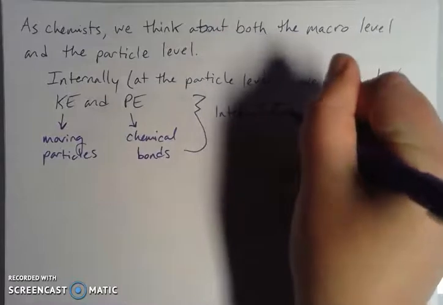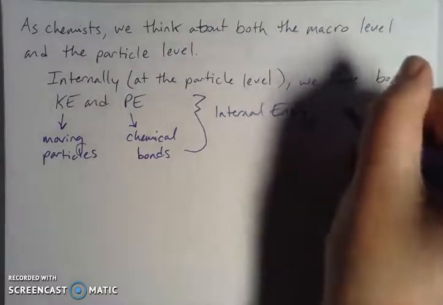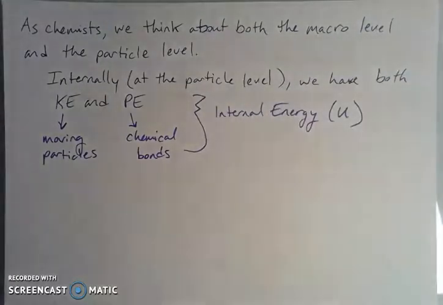which for reasons that I don't understand is usually symbolized by a capital U for internal energy. I feel like U is the variable they use when they have run out of other variables. So internal energy is U, and we have both kinetic and potential energy within an object because of the chemical makeup of it.